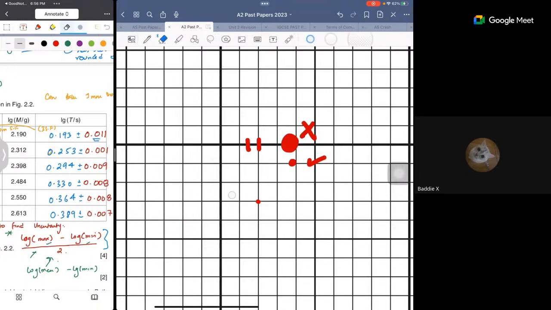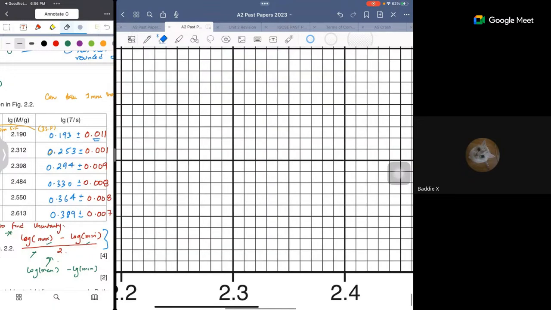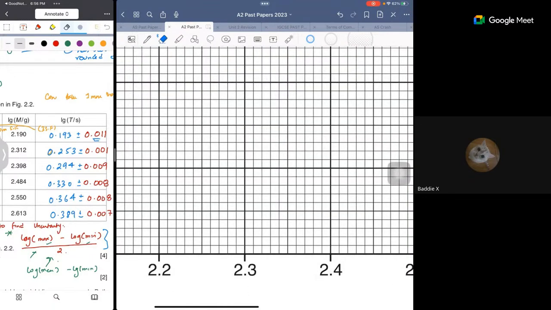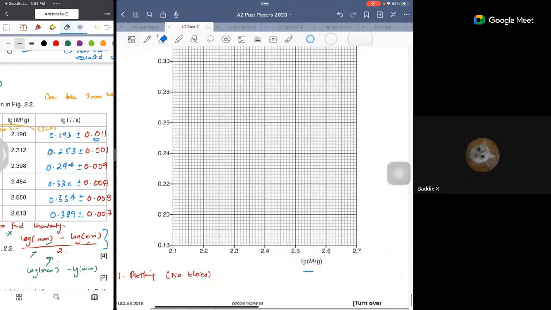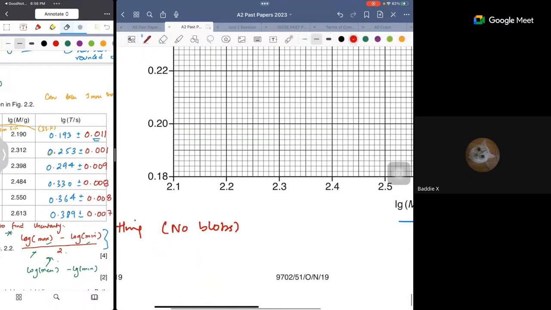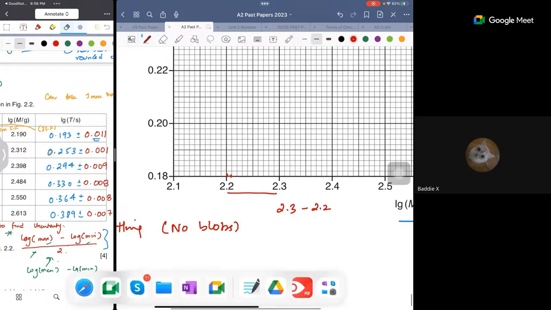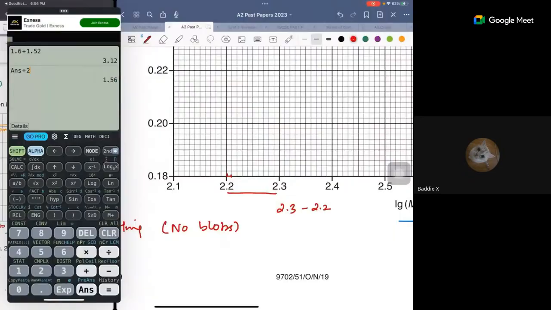Anyway, now let's do the plots. All points must be plotted, obviously. And now let's have a look. First is 2.190. Now, one tip to understand what one box represents: you can subtract these two values, like 2.3 minus 2.2. And because there are 10 boxes, you can divide by 10. So each small box represents 0.01. That's easier for us to then see.